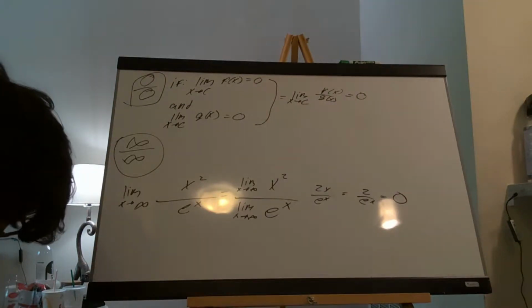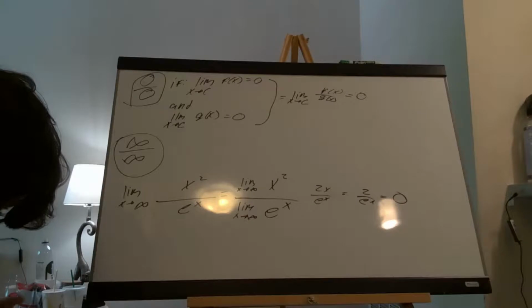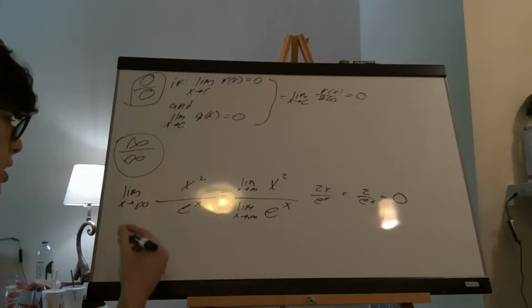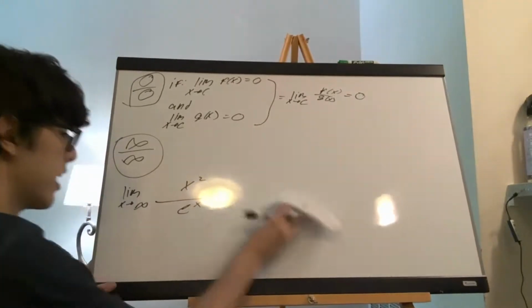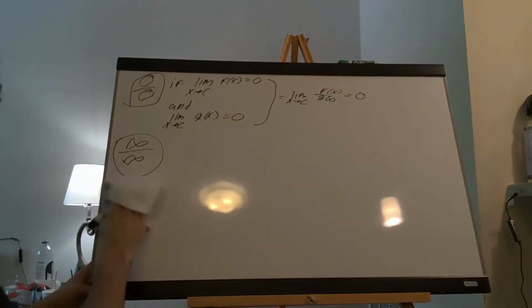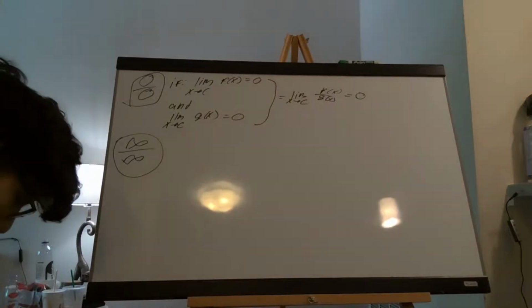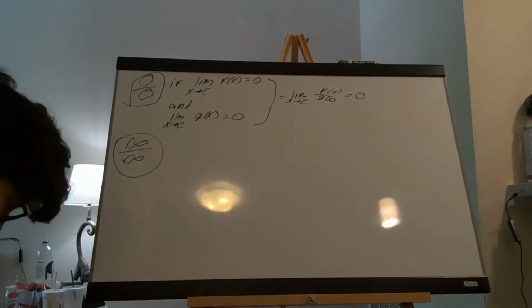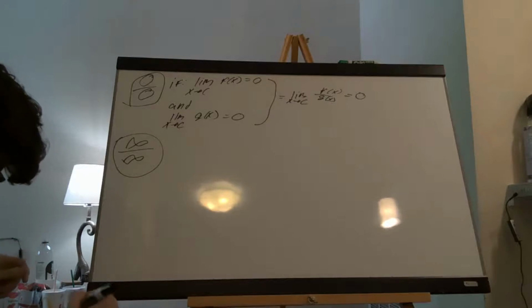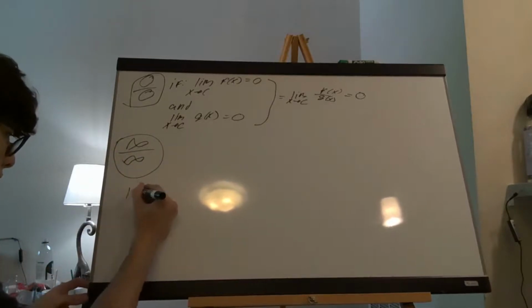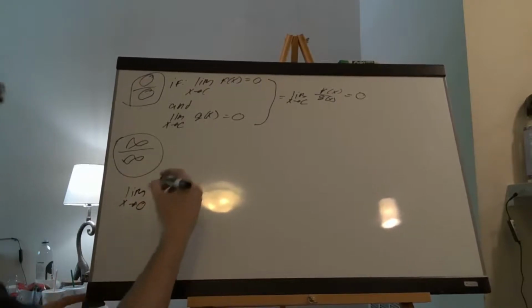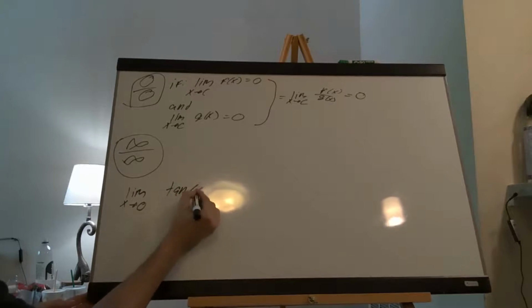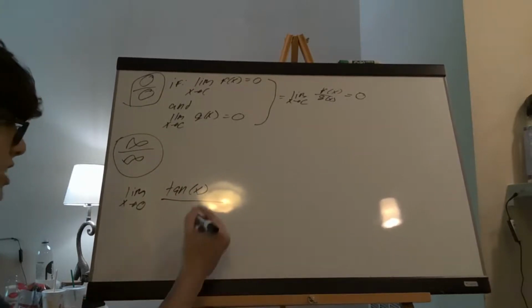Okay, so let's do another one, and then we'll do some integrals and stuff. This is just a thing in case he asks you about it. Just differentiate top and bottom until it works, pretty much. That's pretty much all you have to do. Okay, so limit as x approaches 0 for tan of x divided by 6x.